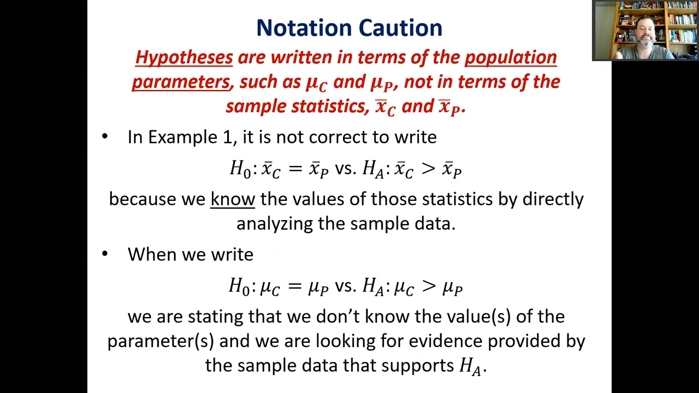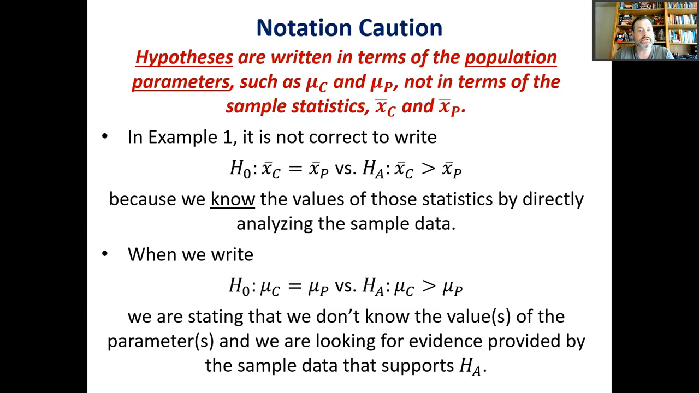Notation caution. This is something students mess up all the time, and you can guarantee it'll be on the exam. Hypotheses are written in terms of the population parameters, such as mu c and mu p, not in terms of the sample statistics, x bar c and x bar p. In example 1, it is not correct to write that the null hypothesis is x bar c minus x bar p versus the alternative that x bar c is greater than x bar p, because we know the values of those statistics by directly analyzing the sample data.